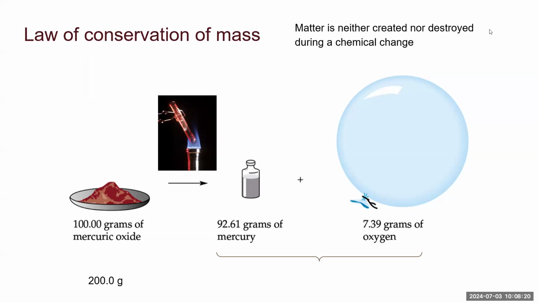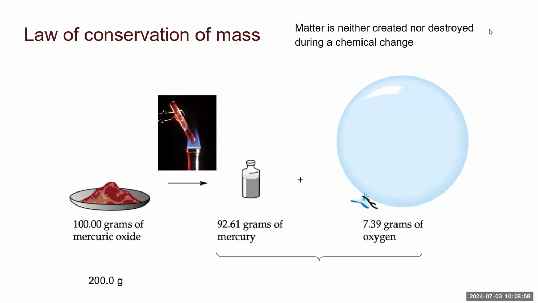If we react 100 grams of that, we will get 92.61 grams of mercury. Mercuric oxide is a compound made up of oxygen and mercury. Mercury is one element of the periodic table. That's Hg, number 80. So Hg is what mercury is on the periodic table.